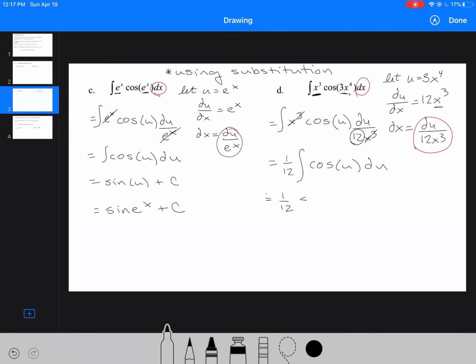Integral of cos u is going to be sine u plus c. And then I can replace, I've got 1/12 sine(3x + 4) plus c. Same thing here, you can check. If I were to differentiate this answer right here, I would get exactly back to what I started with in my integrand.